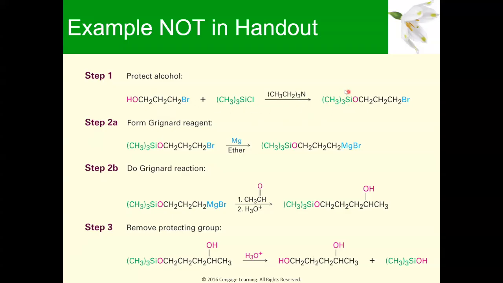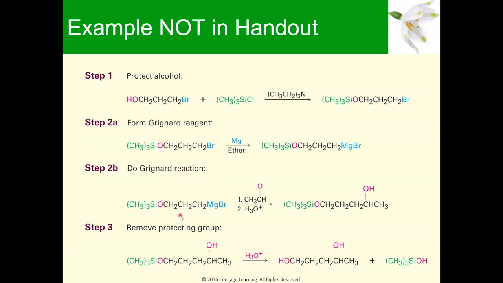But now with this TMS protecting group on there, I can use it to make a Grignard reagent. So I subject this to magnesium, and what I get is the magnesium inserting itself between the carbon and the bromine to get the Grignard reagent. And so then we could do a Grignard reaction.